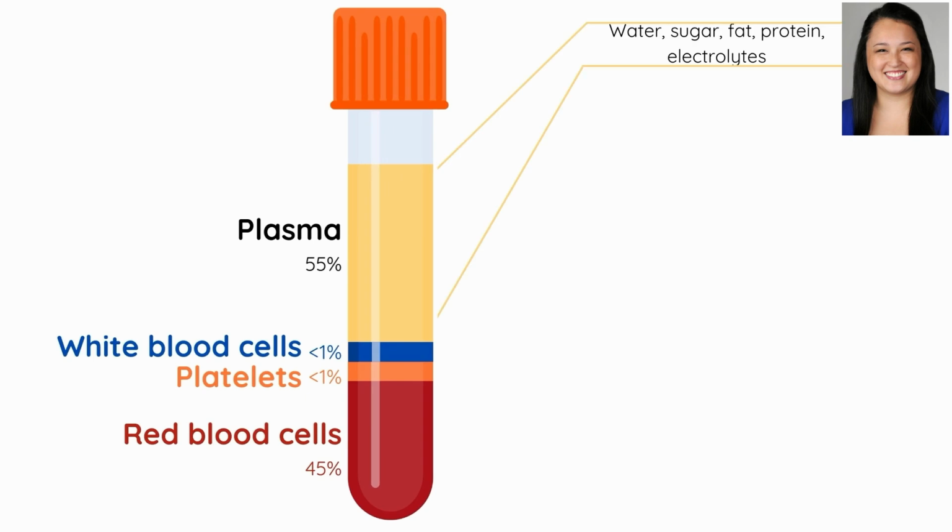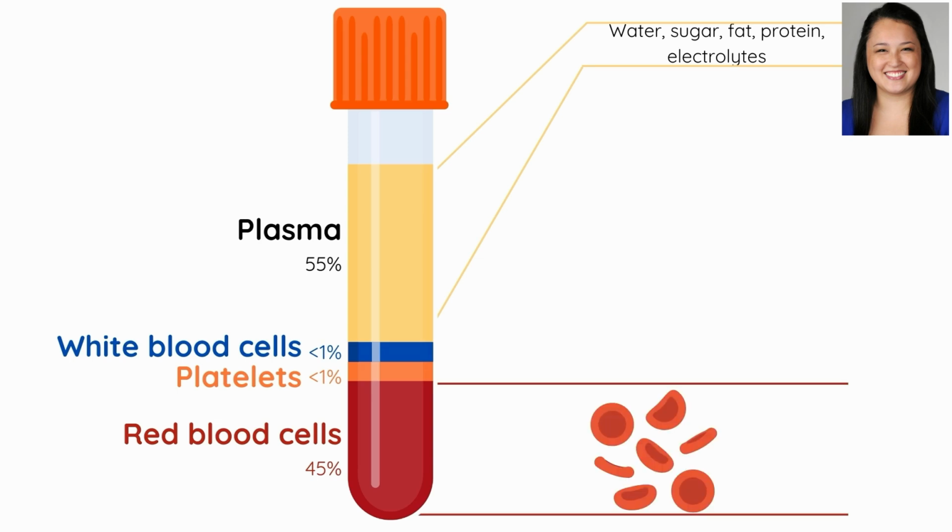The plasma is the liquid component of blood, which is a mixture of water, sugar, fat, protein, and electrolytes or salts. This plasma fluid helps transport the blood cells throughout the body, along with other things like those nutrients I mentioned, waste products, other items like chemical messengers such as hormones.